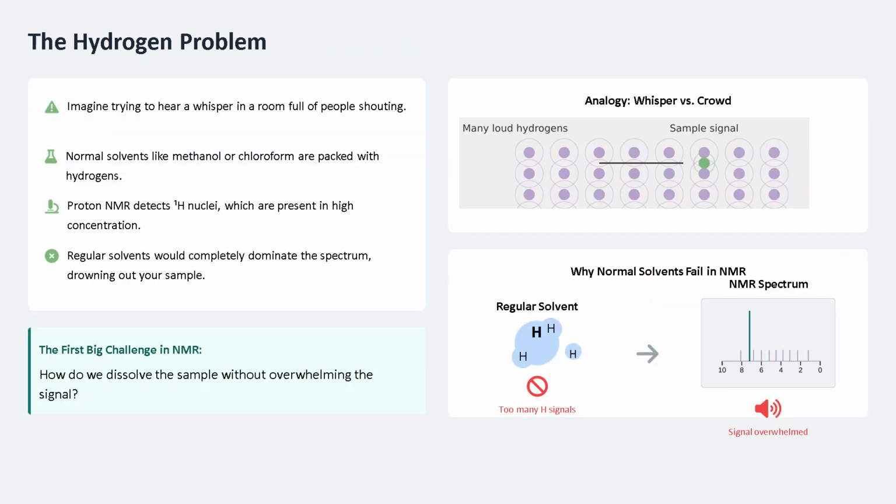When we look at this visually, the problem becomes even clearer. A regular solvent contains many hydrogen atoms, and each one contributes to the NMR signal. The result is an overcrowded spectrum where the solvent peaks are far stronger than the sample peaks. Instead of clean, interpretable data, we get a spectrum where important information is buried or lost entirely. So the failure of normal solvents isn't about chemistry, it's about signal dominance. And solving this problem required thinking beyond ordinary hydrogen.